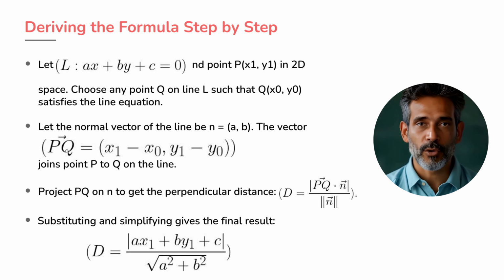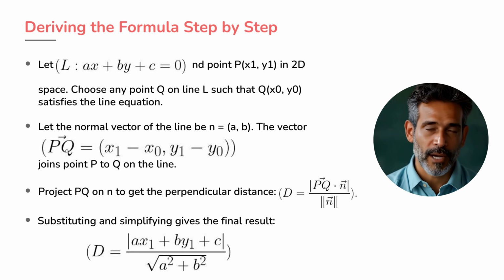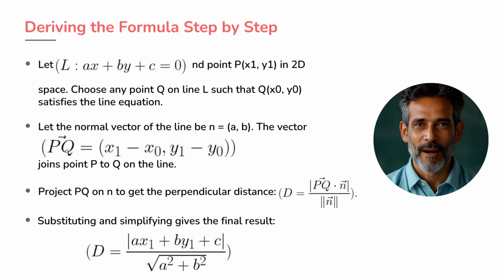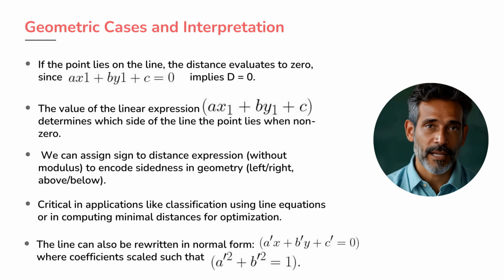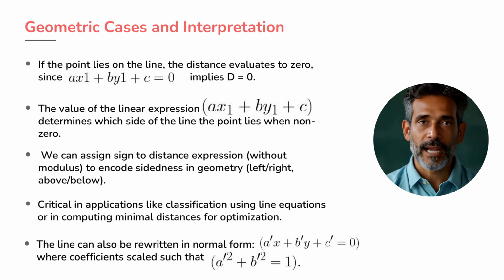Finally, when we substitute and simplify, we arrive at the standard formula. d equals the absolute value of ax1 + by1 + c divided by the square root of a squared plus b squared. And that is the perpendicular distance from a point to a line, derived using vector and coordinate geometry. If the point lies on the line, then the distance evaluates to 0, because ax1 + by1 + c = 0 directly implies d = 0. The value of the linear expression ax1 + by1 + c determines which side of the line the point lies on whenever the value is non-zero.